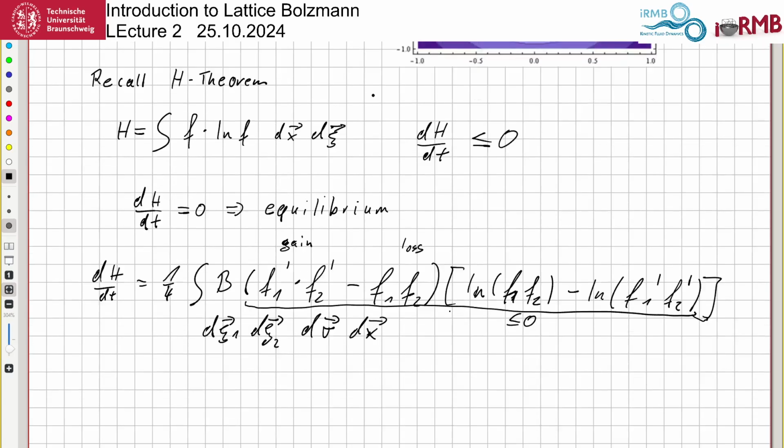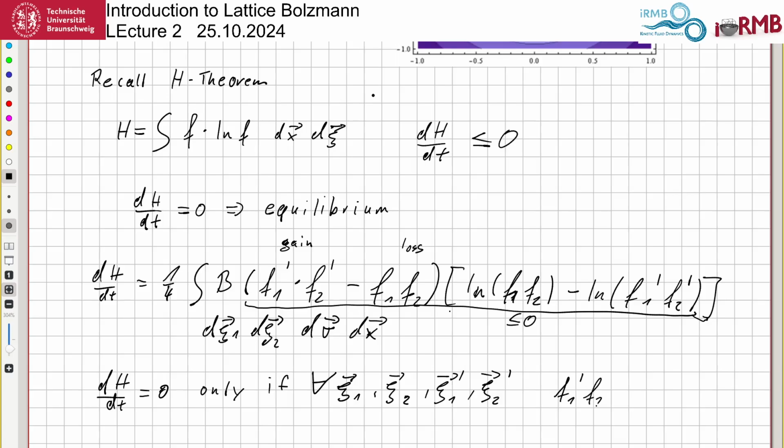So now the question is, when is this thing 0? d ether by dt is equal to 0 only if, for all velocities, velocities before and velocities after, f1 dash f2 dash minus f1 f2 is equal to 0.